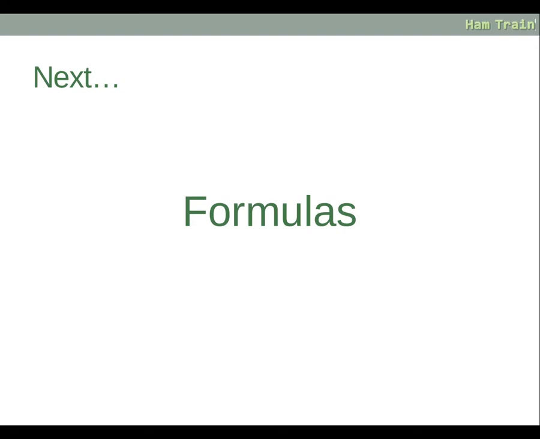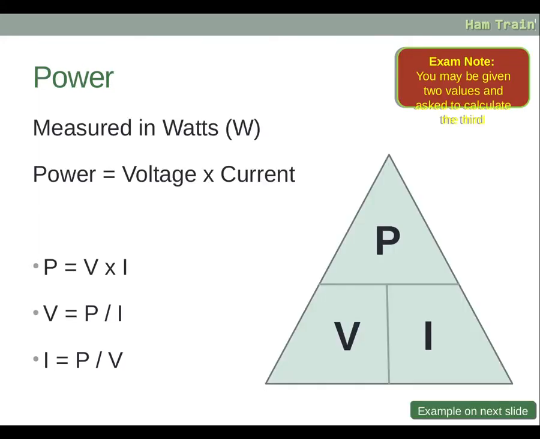So the next slides are going to continue on with formulas. The first one is power. Power is measured in watts. The calculation for power is voltage multiplied by current. We draw a diagram here of a triangle with the letters in this particular orientation, the P at the top and the V and I below.